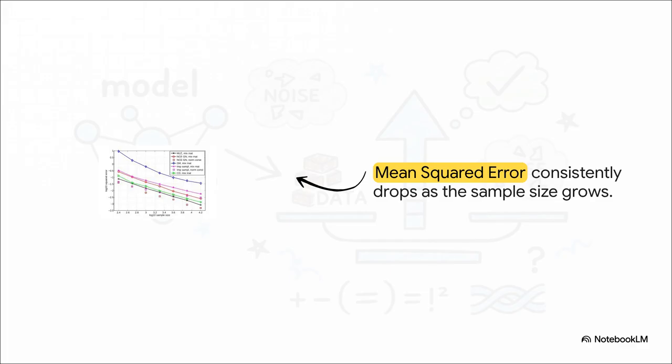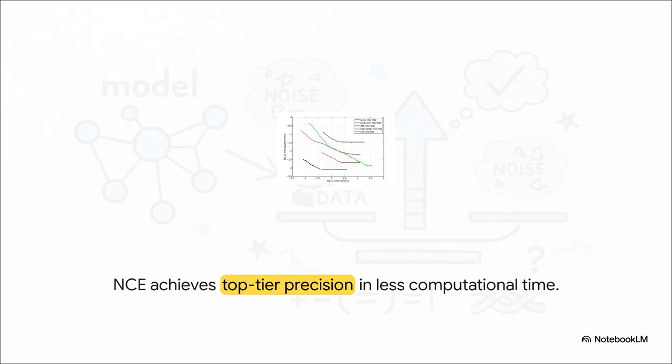As the sample size scaled up, the error for the noise contrastive estimation method steadily and smoothly dropped right down. It zeroes in perfectly on the true parameters. This is that consistency proof we just talked about happening right before our eyes. But the ultimate payoff here is the sheer efficiency. When you evaluate estimation accuracy versus computational time, NCE achieves top-tier precision in a mere fraction of the time compared to its rivals. It gets highly accurate results so much faster than older methods like contrastive divergence or score matching.